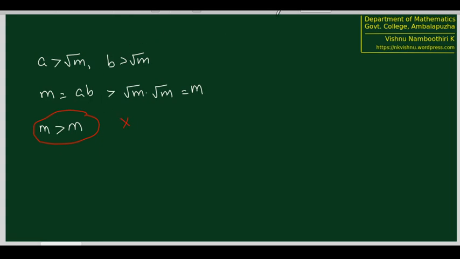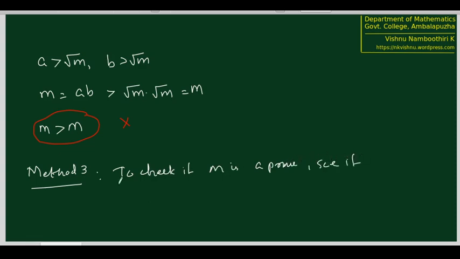So the final conclusion we have is the following. Method 3, which is much better, we have already verified, therefore it's not just a claim, it's a statement that we can make. To check if m is a prime, see if m has a prime divisor in the range 2 to square root of m. So this is actually a much lower number compared to the previous one.